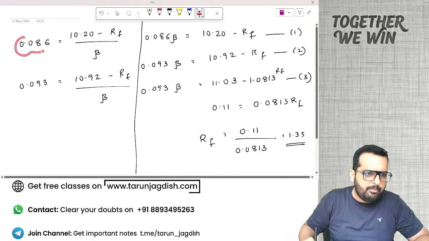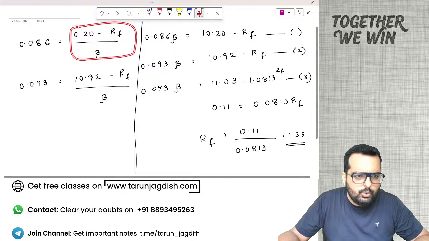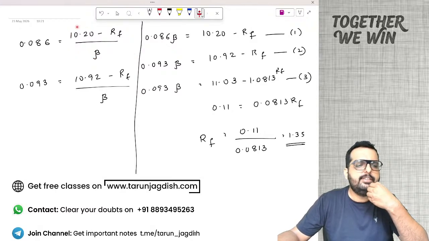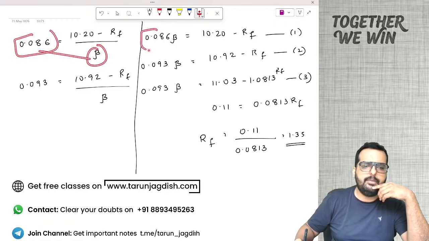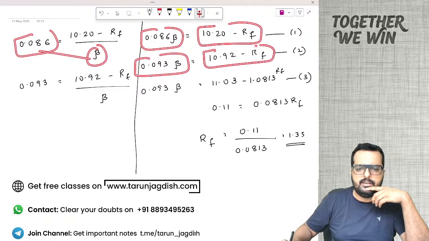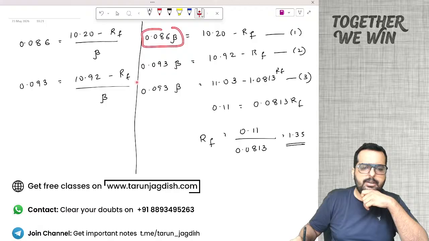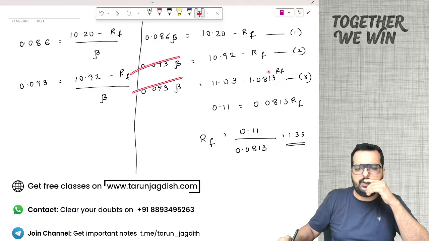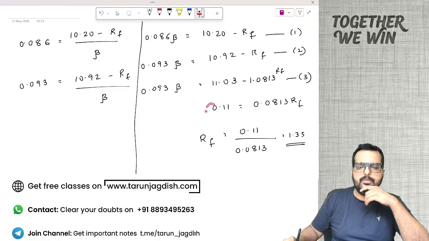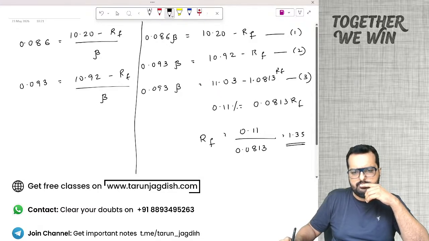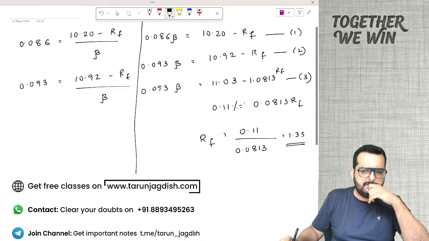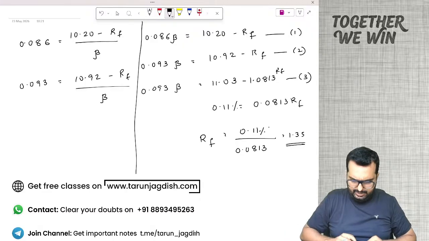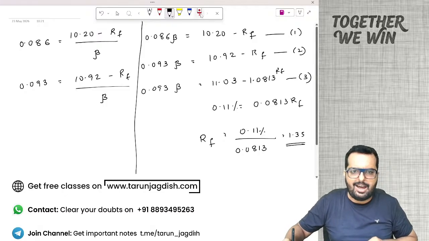I have taken the Treynor ratio 0.086 equal to 10.2 minus RF by beta. Yes, then the equation I shifted over here. That part was also correct. So I got this, and here I got this as a number. Then I changed it to 0.093, so automatically this also changed. That was also correct. Once I did it like this, beta got nullified. So I got 0.11 percentage is equal to 0.0813 RF. So 0.0011 divided by 0.0813 will give you 1.35% is what I'm getting as RF using this method.